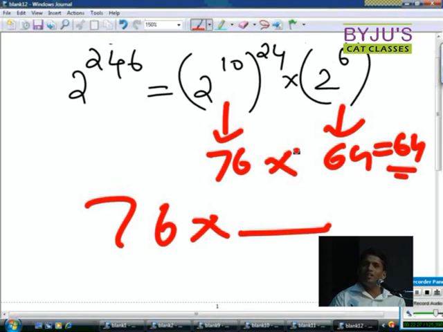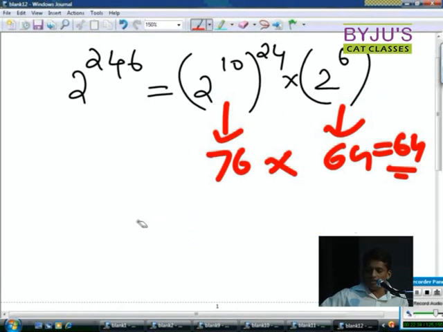76 into any number won't come in this application, right? Here, only 76 into powers of 2 will come. That you can directly write. So 76 into 64 is 64 only.